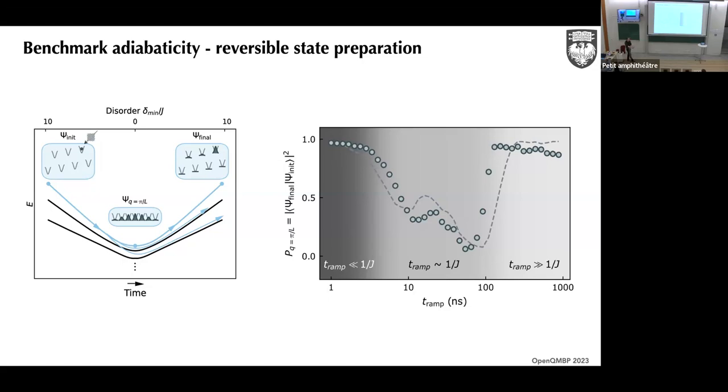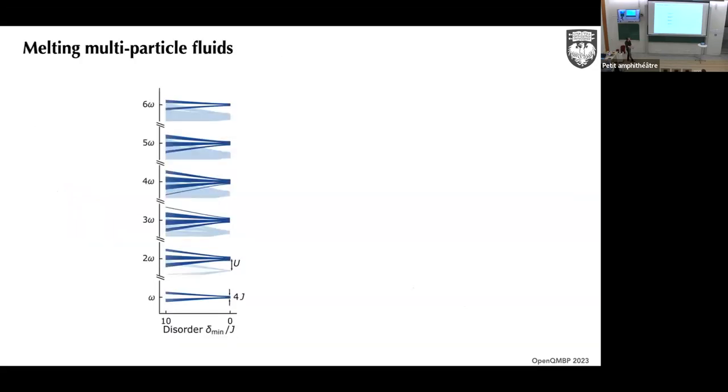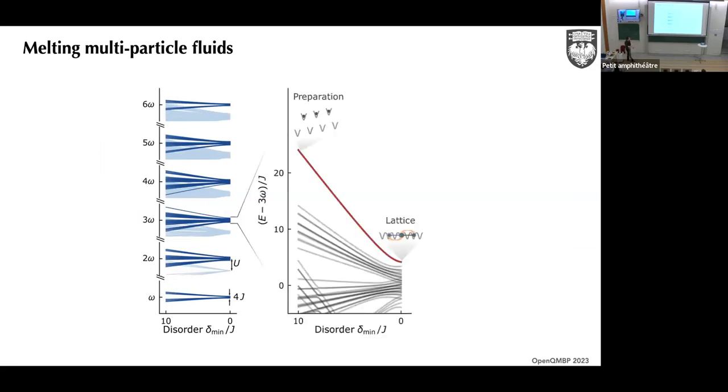Okay, so we use this protocol also now to do the real thing, which is to melt multi-particle fluids. Here I'm showing you a complicated landscape of the many-body spectrum, shown as a function of disorder. We can split the spectrum into manifolds of fixed total number of quanta of photons, and then each manifold gets split again into a fixed number of overlapping particles.